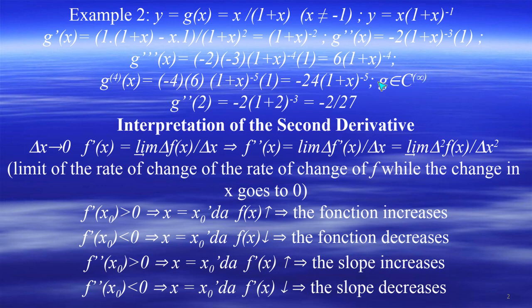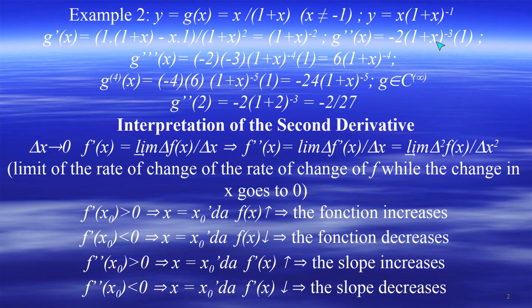G is an element of C infinity. It is also a continuous function, differentiable up to infinity. If you want a particular value of the second derivative, for instance, we just take the second derivative analytically. And then, for instance, if we want to know its value at x0 equals 2, then we replace this x by 2. What do we obtain? Minus 2 times 1 plus 2, which is 3, to the power of minus 3. Which means minus at the power means 1 over.